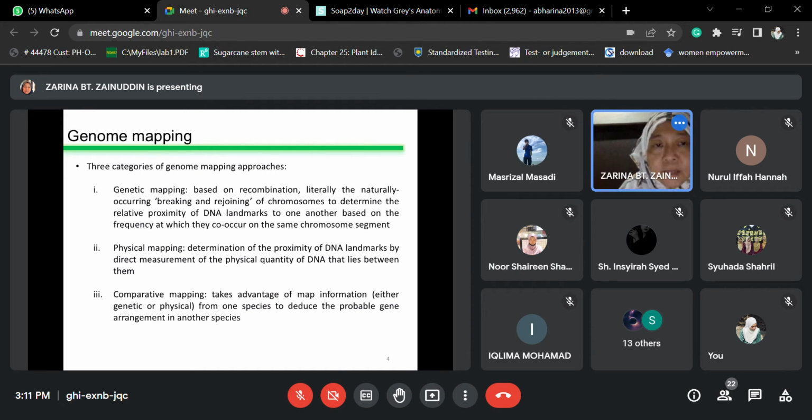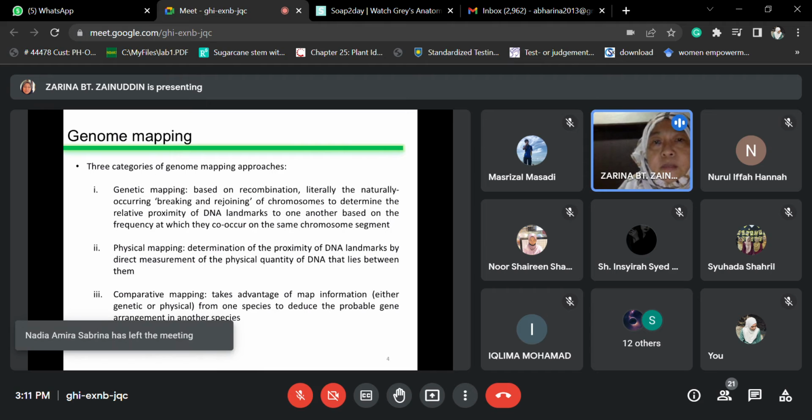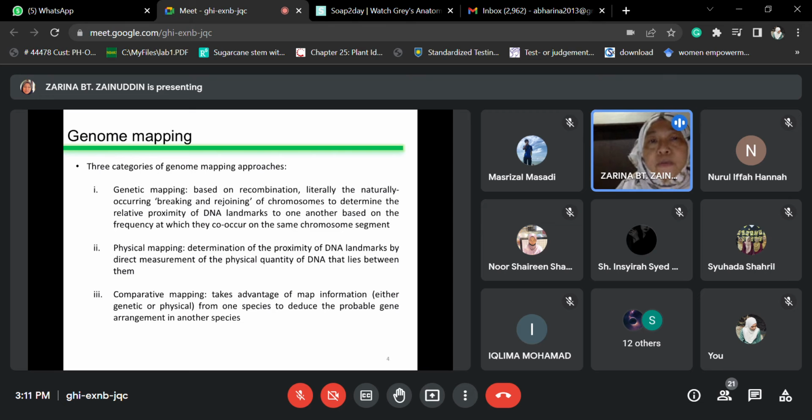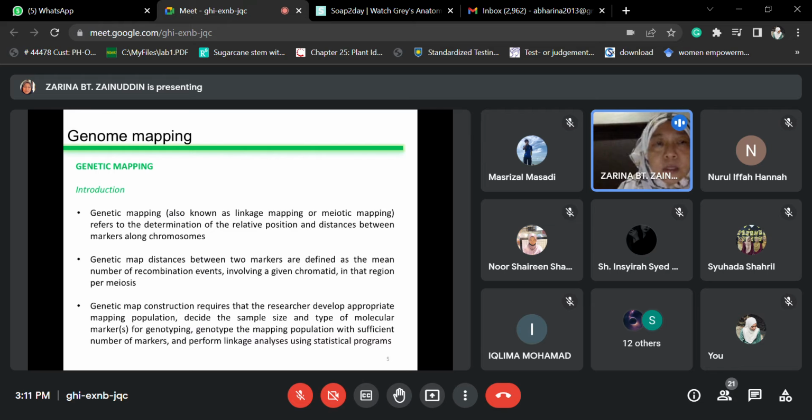So this is physical mapping, while genetic mapping is based on recombination. During meiosis, there is a process of recombination between chromosomes. It is the naturally occurring breaking and rejoining of chromosomes to determine the relative proximity of DNA landmarks to one another, based on the frequency at which they co-occur on the same chromosome segment. So this is genetic mapping. We're going to discuss further on genetic mapping.